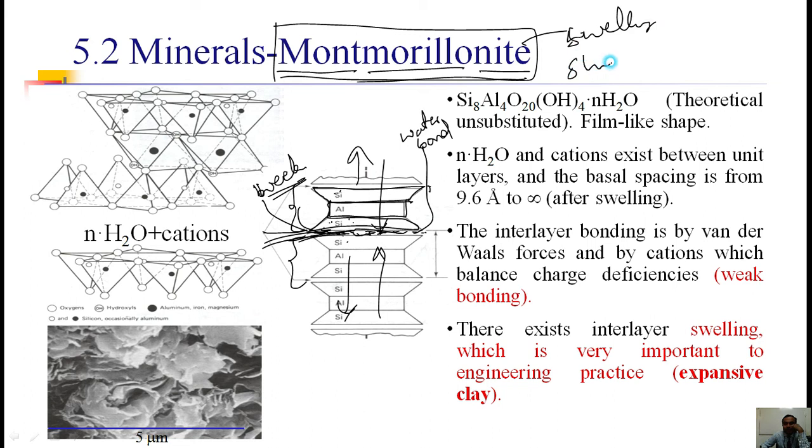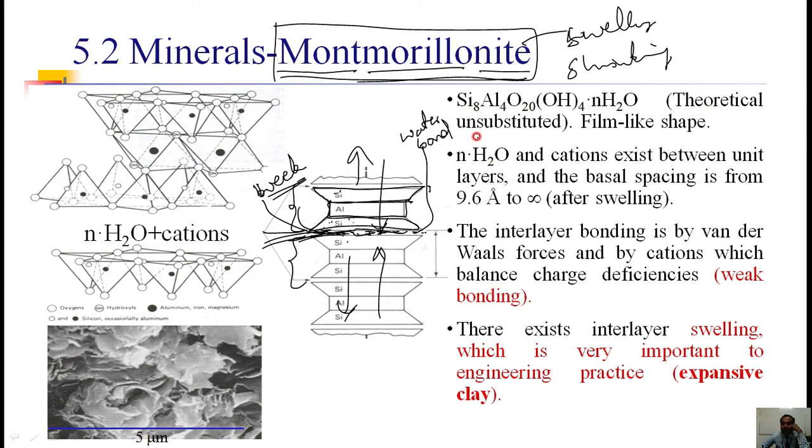swelling and shrinking are predominant, means more. In a picture you can see a microscopic picture of the Montmorillonite mineral this way. Here the chemical compound is the same as kaolinite: Si8, where Si4 was there, Al4O20(OH)4 nH2O.